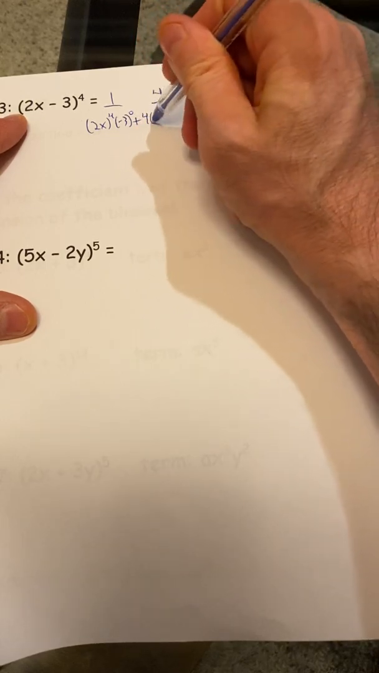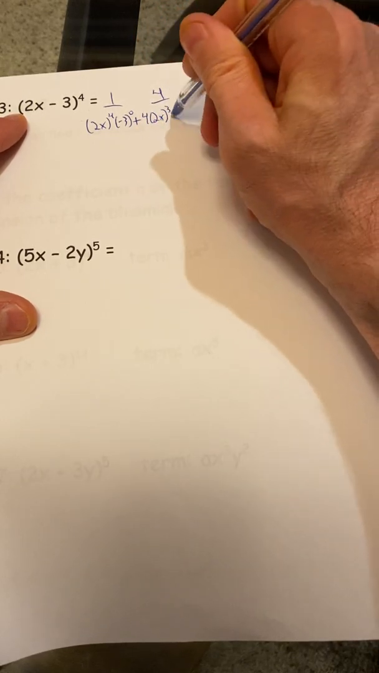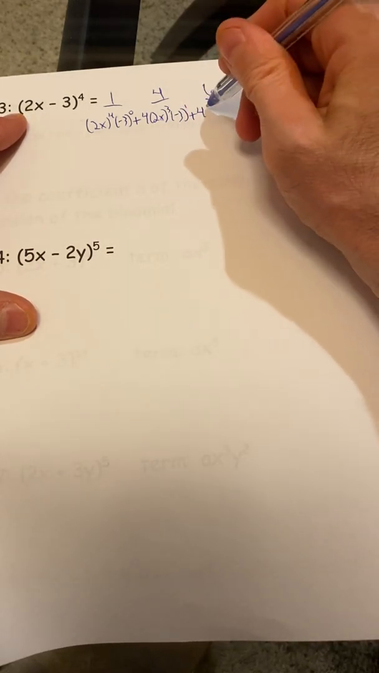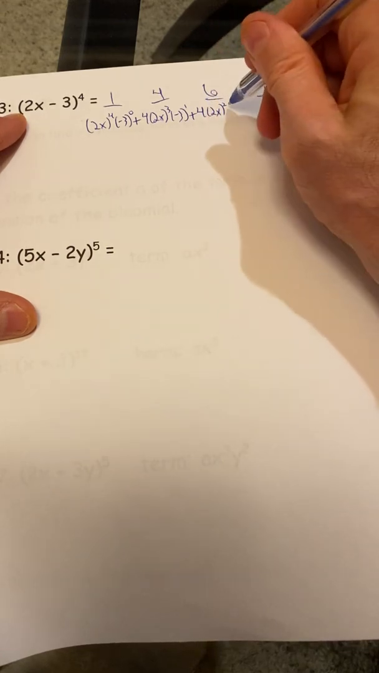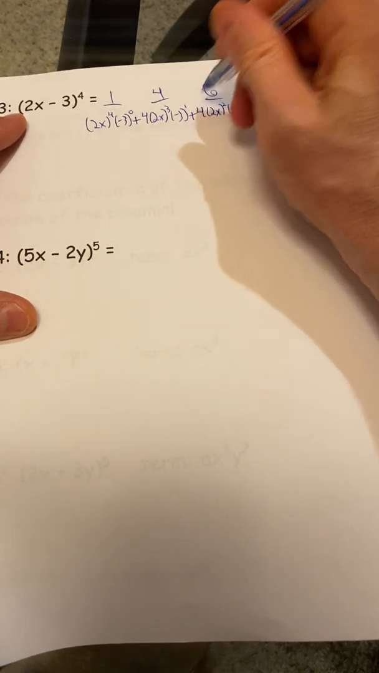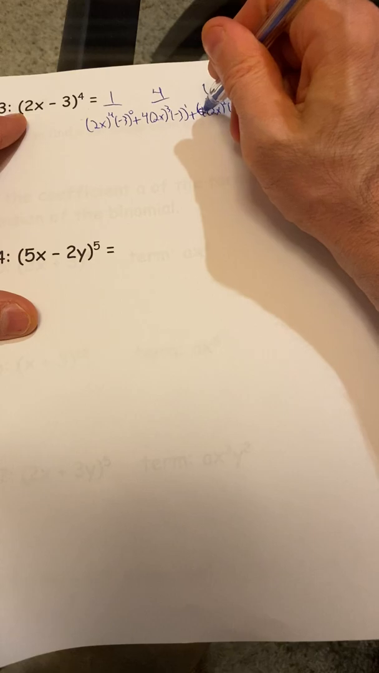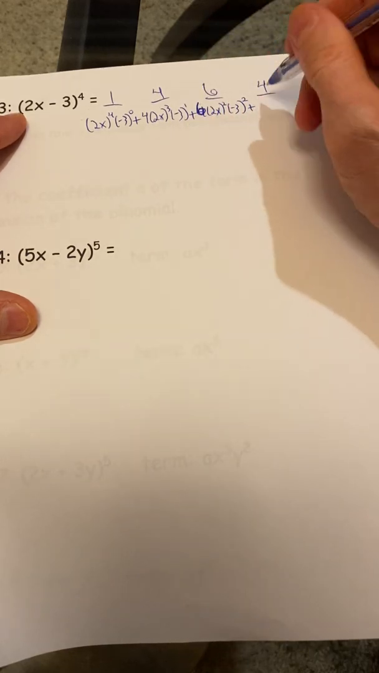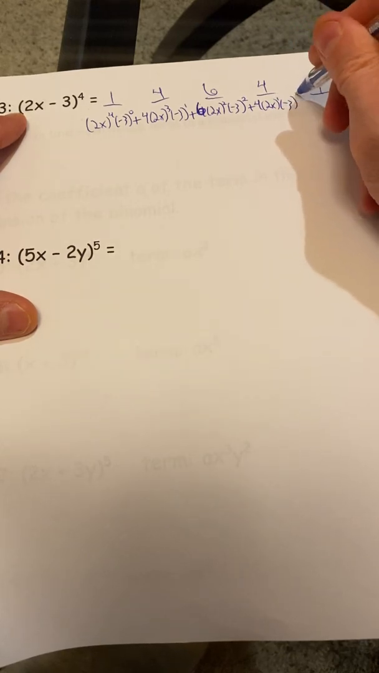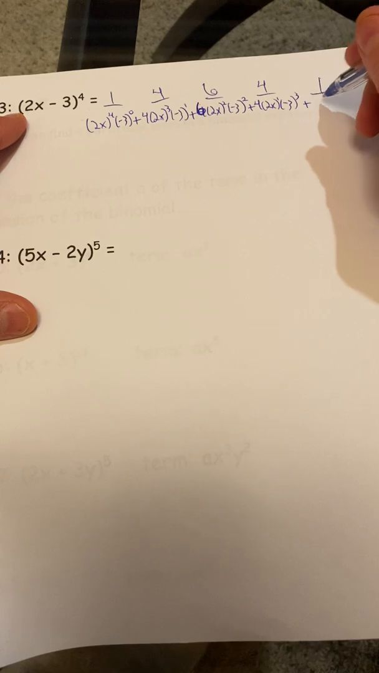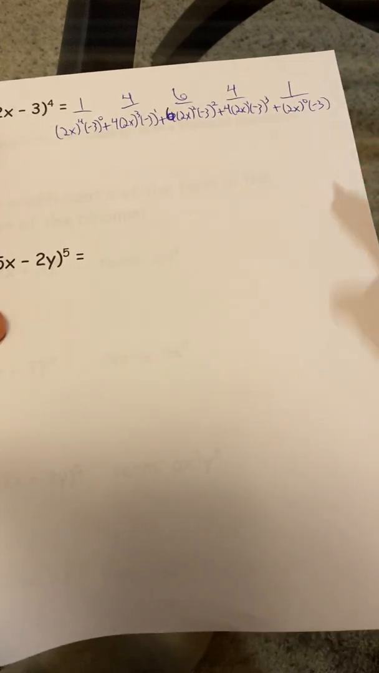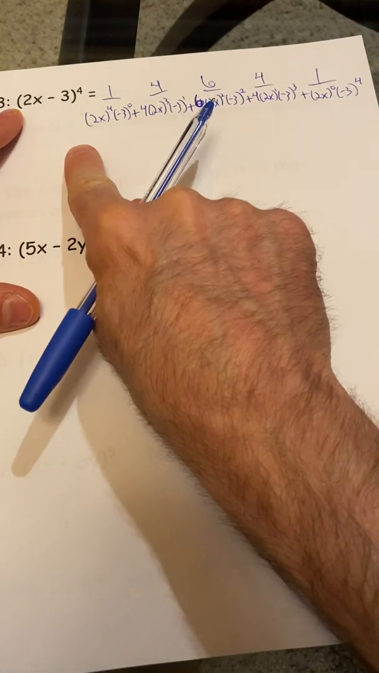Plus 4, 2x to the third, negative 3 to the first. Plus 4, 2x to the second, negative 3 to the second. Or, sorry, that should be a 6. Then 4, 2x to the first, negative 3 to the third, and then at the end, 2x to the 0 and negative 3 to the fourth. And then we'll just, again, expand that out.